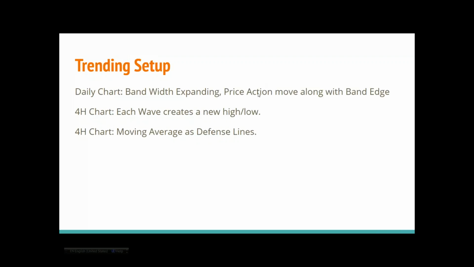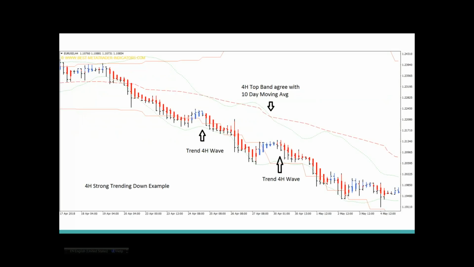So now let's look at the trending setup. We discussed a little bit of the trending characters. Bandwidth is expanding, price action moves along with the band edge, and each wave creates a new higher low, and the moving average, we treat moving average as defense lines. So take a look at this example.